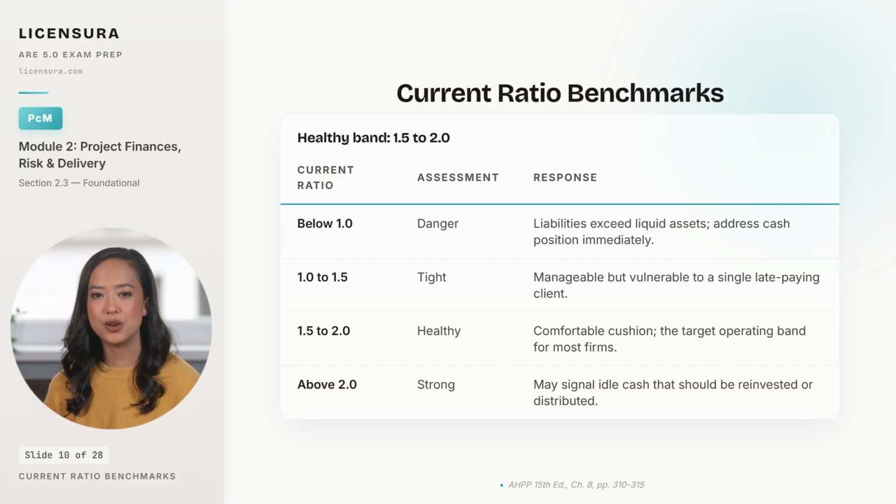1.5 to 2.0 is the healthy operating band. That's where the firm can absorb a normal collection delay or an unexpected expense without scrambling. Above 2.0 sounds strong and often is, but it can also signal that cash is sitting in the operating account doing no work for the firm. At that point, the question becomes whether the surplus should be reinvested in capacity, distributed to owners, or held against a known future obligation. The second ratio measures how long it takes the firm to actually collect what clients owe.